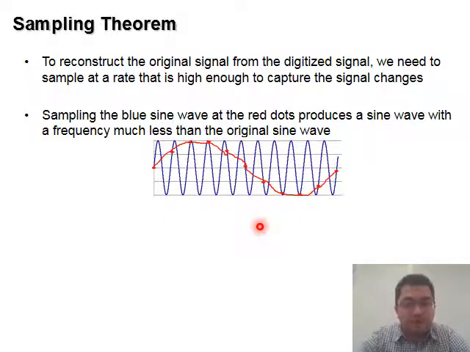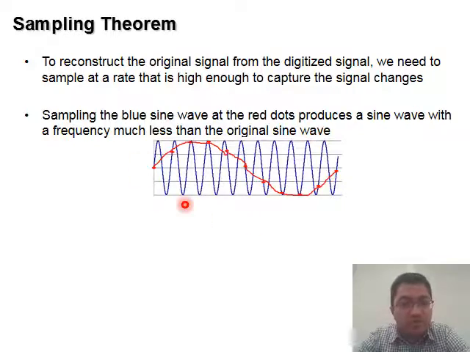If the target after doing the digitization is to play back, you store things in digital format and then you try to play them back through an analog device, okay? If this is the objective, then what you will play back in this case is a completely different signal from the original one that was stored. So sampling the blue sine wave at the red dots produces a sine wave with a frequency that is much less than the original sine wave.